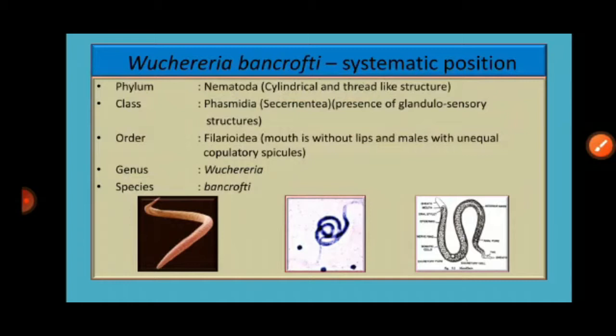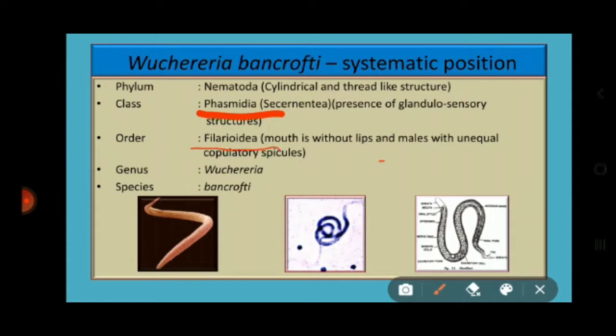Wuchereria belongs to the phylum Nematoda because it is cylindrical in shape and thread-like structure. It belongs to the class Phasmidia or Secernentea because of the presence of glandulosensory structures, and it belongs to the order Filaria because its mouth is without lips and males with unequal copulatory spicules are present. It belongs to the genus Wuchereria, species bancrofti.